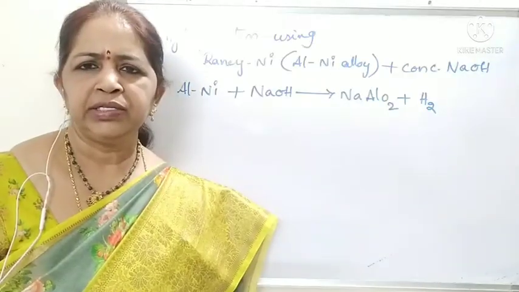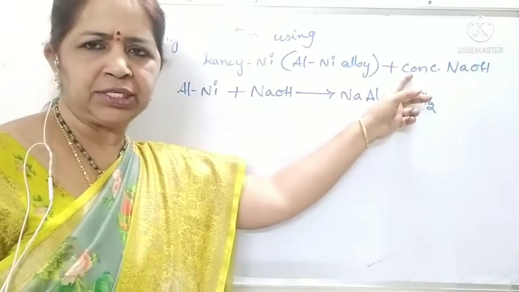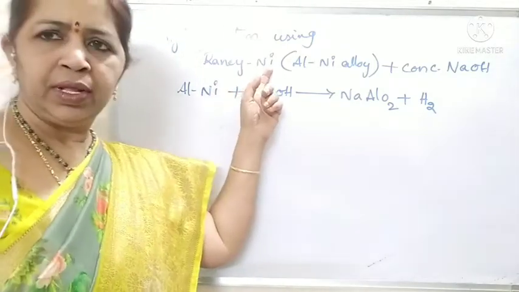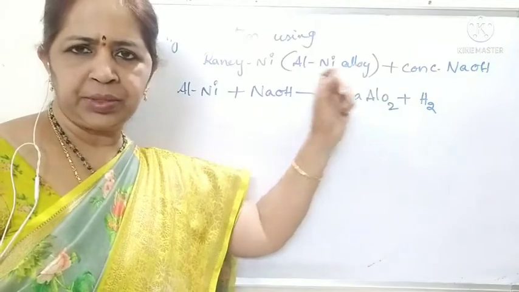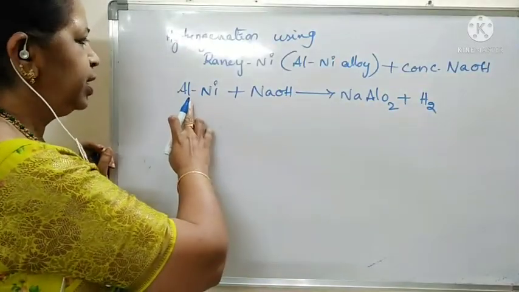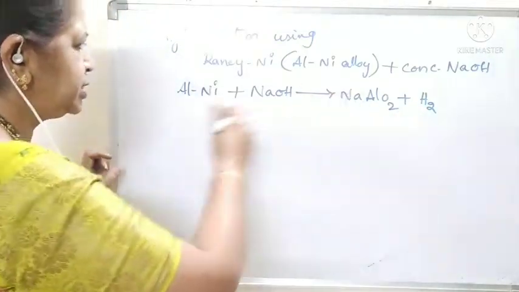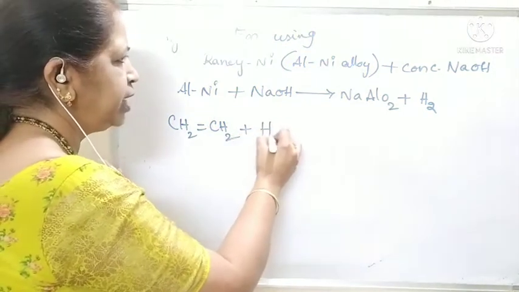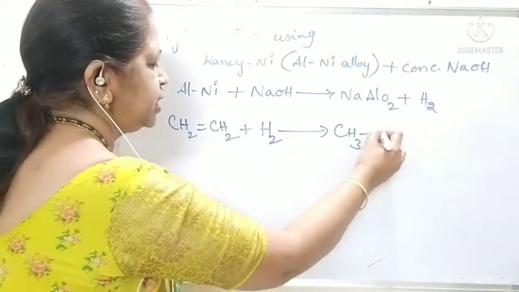Okay students? Hydrogenation can also be done by using Raney-Nickel catalyst along with concentrated NaOH. What is this Raney-Nickel? Raney-Nickel is an alloy of aluminium and nickel. This aluminium and nickel along with concentrated NaOH is a very strong reducing agent which supplies hydrogens to the unsaturated compounds. This is the reaction between Raney-Nickel, the alloy, and sodium hydroxide. It forms sodium aluminate, liberating the hydrogen gas. This hydrogen gas will be reacting with the unsaturated hydrocarbons. Ethylene plus this hydrogen from the catalyst mixture forms ethane, CH3-CH3.